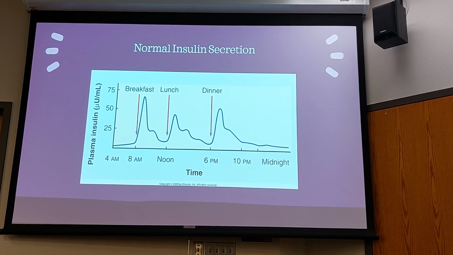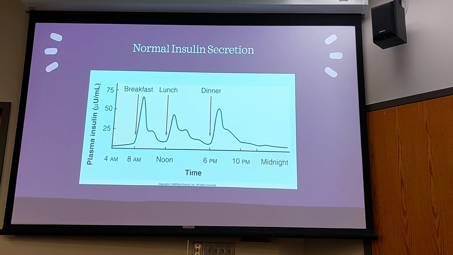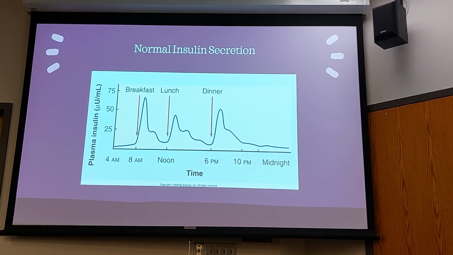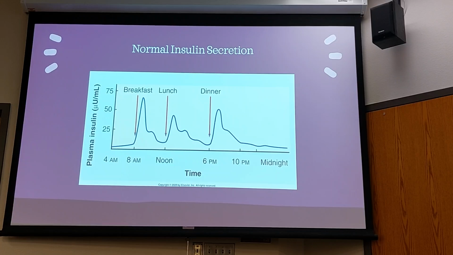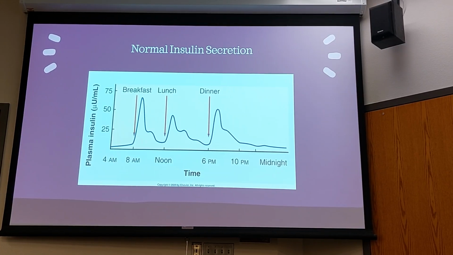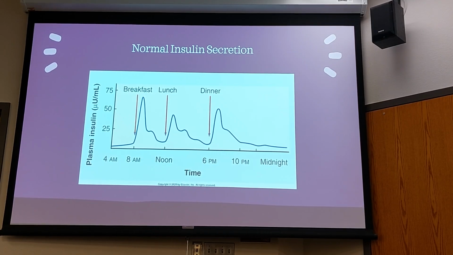Normal insulin secretion, so this is a little graph. Has anybody ever charted their blood sugar or seen somebody's graph of blood sugar and how it peaks or spikes and how it levels out? Or worked with a type 1 diabetic who's watching the continuous glucose monitor? No? Okay, this is kind of what that would look like. Have you heard of CGMs, the continuous glucose monitors, instead of finger pricking? We'll talk about them too.